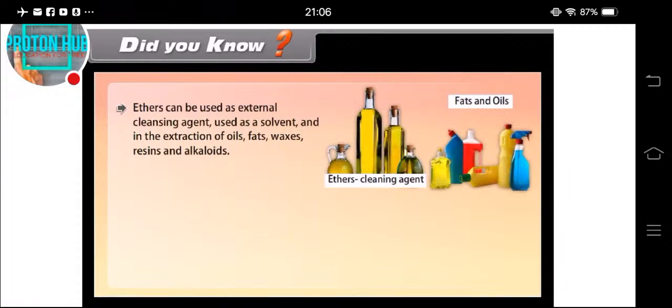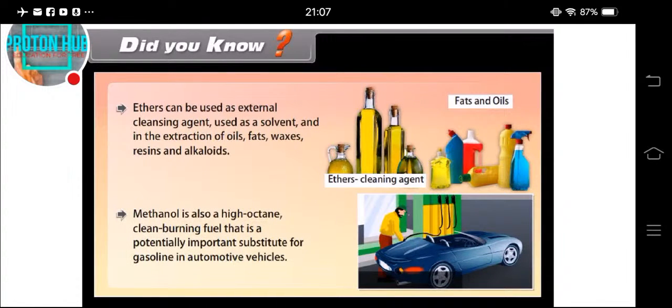Did you know? Ethers can be used as an external cleansing agent, used as a solvent, and in the extraction of oils, fats, waxes, resins, and alkaloids. Methanol is also a high-octane, clean-burning fuel that is a potentially important substitute for gasoline in automotive vehicles.